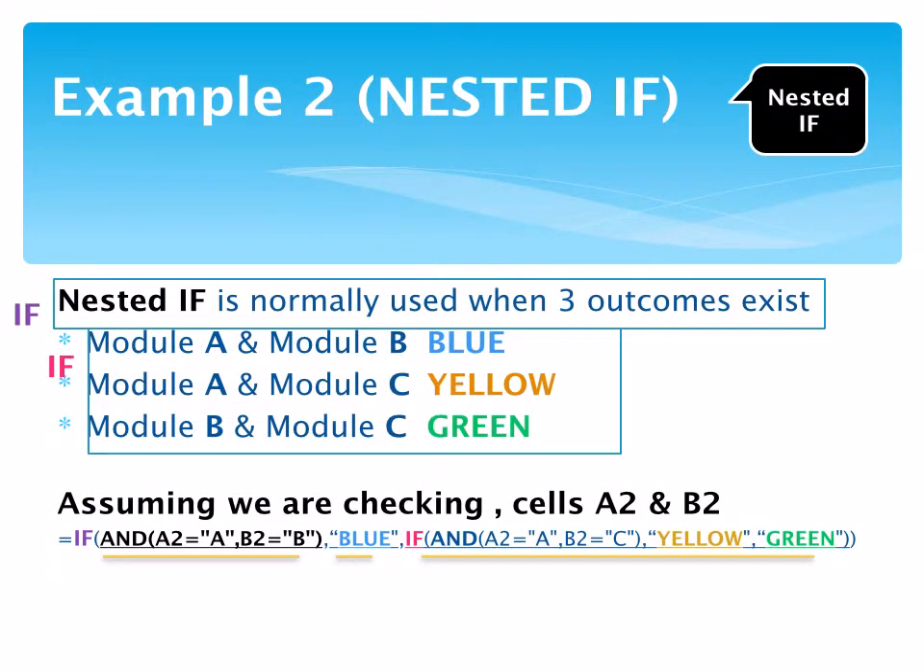In example 2, we have 3 conditions. Students must choose 2 out of 3 modules: Module A, Module B and Module C. If the student chooses Module A and Module B, he or she is assigned to the blue group. If the student chooses Module A and Module C, he or she is assigned to the yellow group. If the student chooses Module B and Module C, he or she is assigned to the green group. We need to use the and function here since 2 conditions must be met for each grouping.